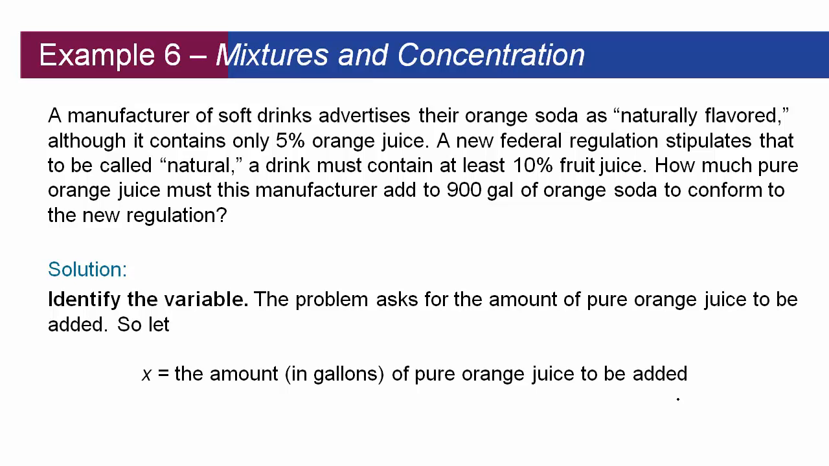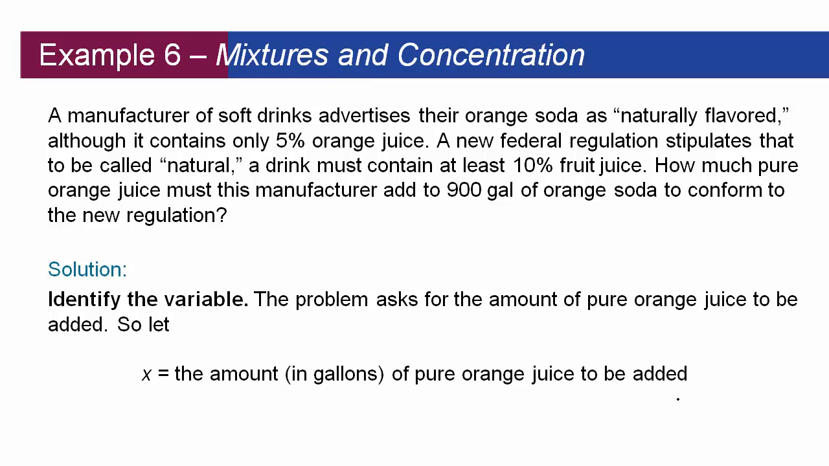So now here's a typical example. A manufacturer of soft drinks advertises their orange soda is naturally flavored, although it contains only 5% orange juice. Some new law comes out and says the drink must contain at least 10% fruit juice. So how much pure orange juice must the manufacturer add to 900 gallons of orange soda to conform to the new regulation?